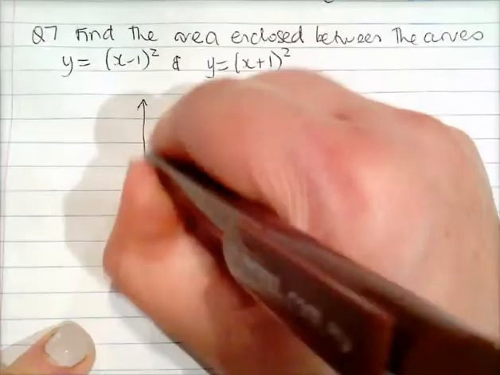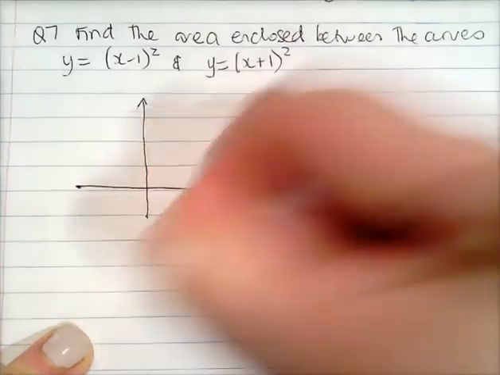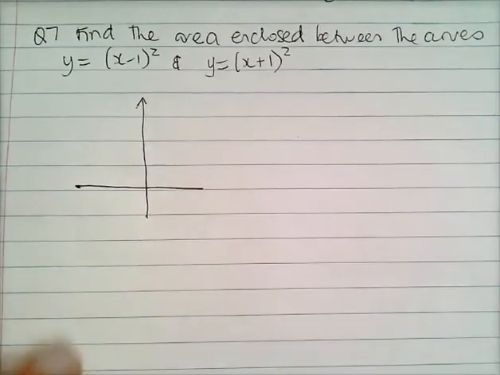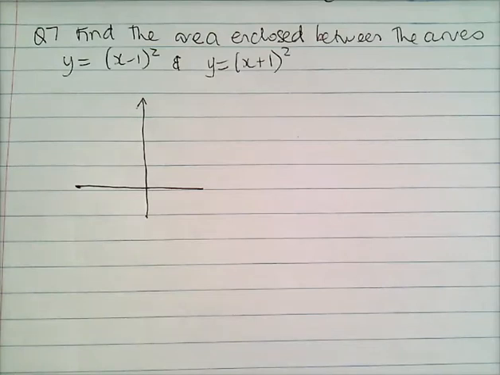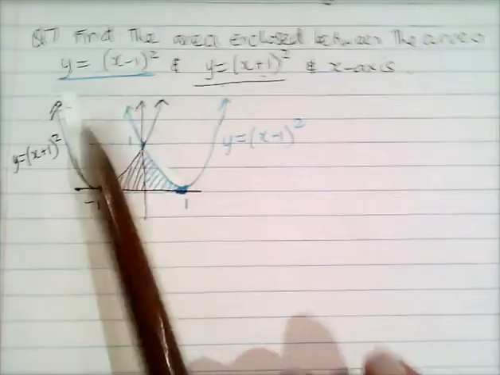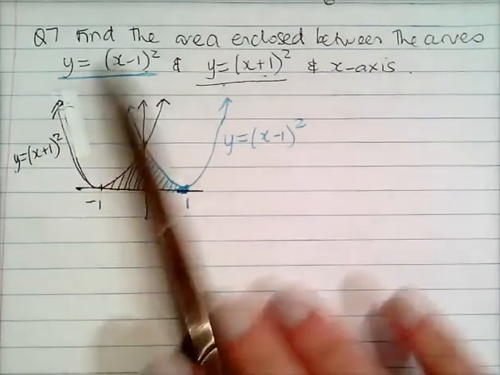Question 7. Again, starting off with a sketch. Find the area enclosed between the curves y equals (x minus 1) squared and y equals (x plus 1) squared. Okay. Sorry, I was recording, but not recording, so I've already started this.